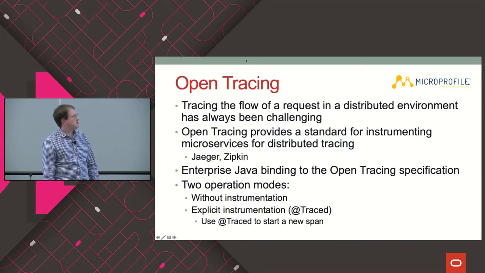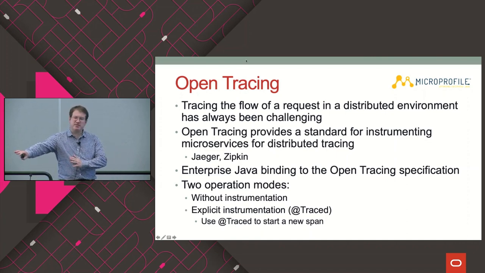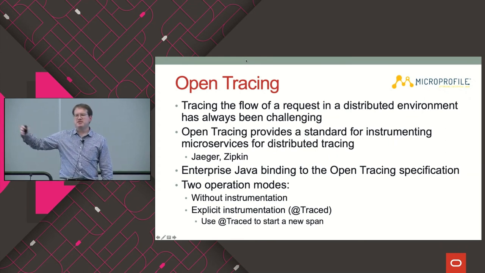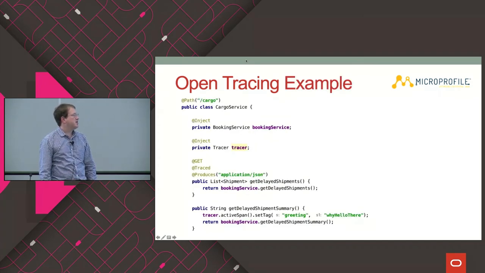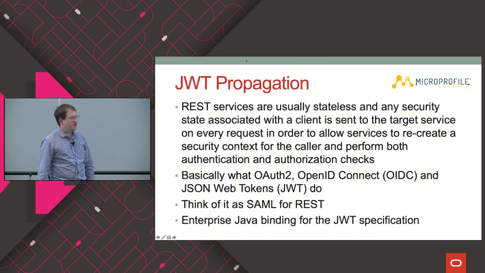OpenTracing allows tracing the flow of requests in a distributed environment. Because we're running out of time, this basically allows you to trace requests going through the system. So if one web service calls another web service, and one of those fails, this provides you a way of finding out what's actually going on with your messages as they go through the system. It's on by default, or you can annotate it. You can also kick it off. You can inject the tracer and then start setting tags and spans, et cetera, with it.